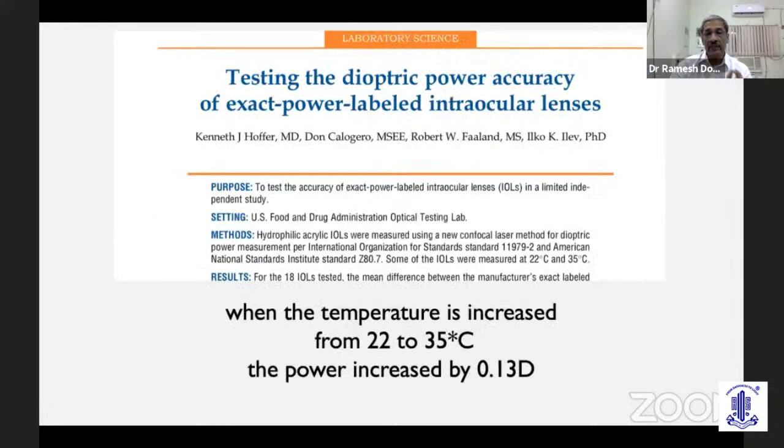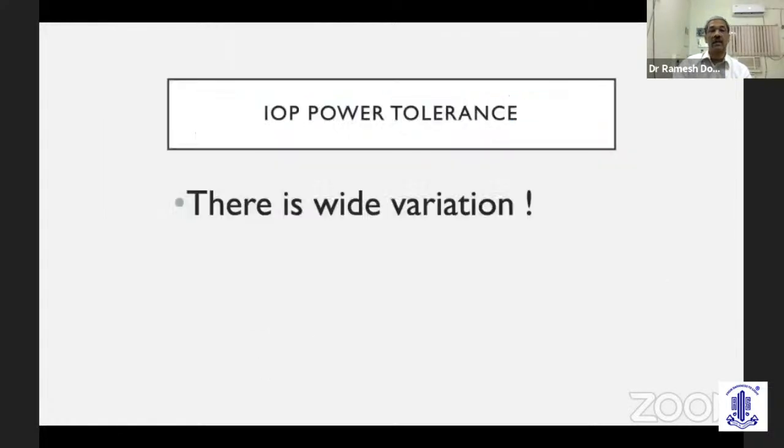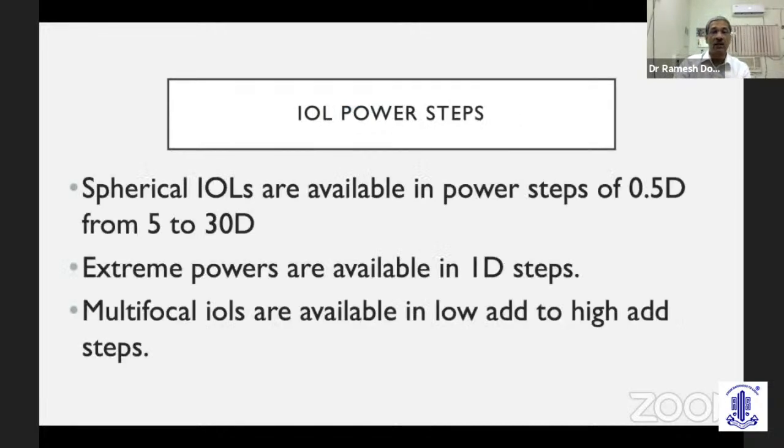He also found that in these hydrophilic lenses, when the temperature was raised from 22 to 23 degrees, the actual power increased by 0.13 diopter. So there seems to be a wide variation between different labs and what is in the lens and what is marked on the box. And I'm sure more work can be done on this.